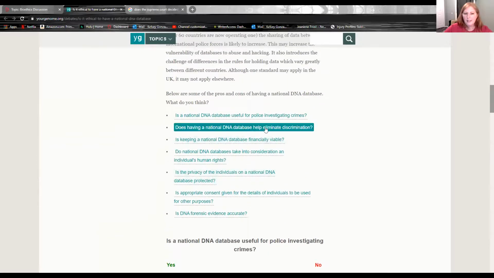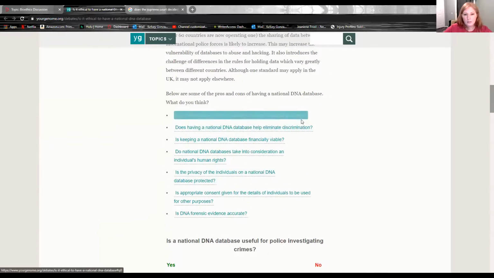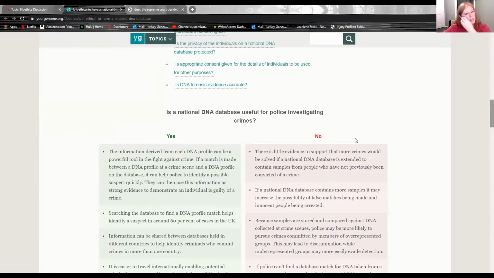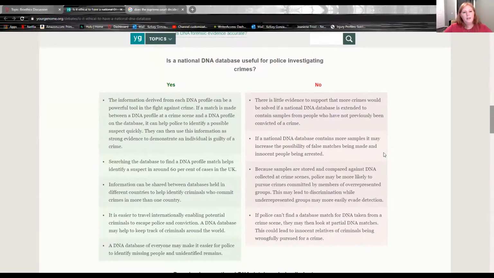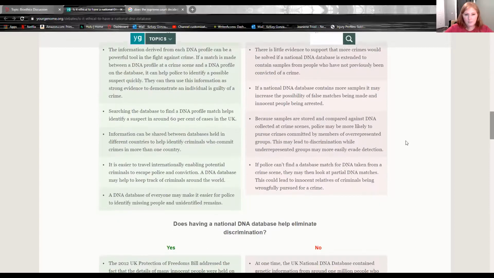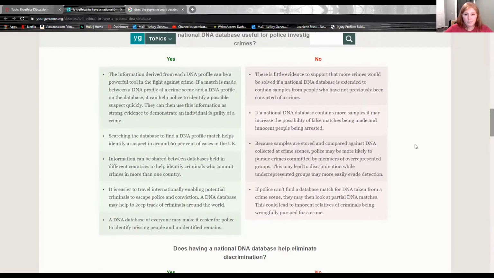You can click on these, which are pros and cons again about having a national DNA database. Notice that the question at the end is, what do you think? Same thing, what do you think after educating yourself? Or frankly, you can just skip down here and read through all of them. Is a national DNA database useful for police investigating crimes? Here they are, yeses and nos.